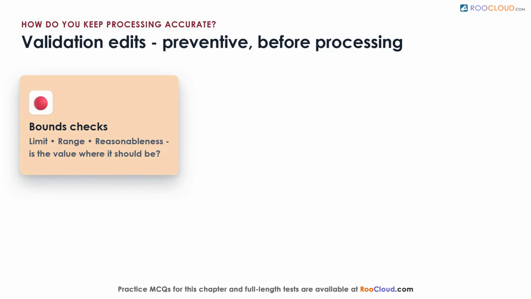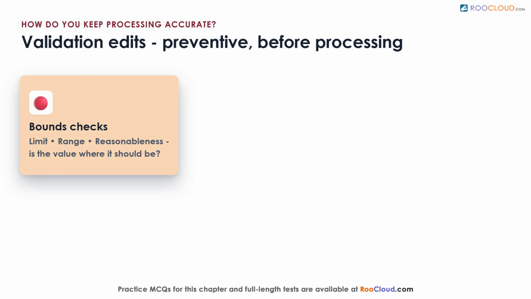How do you keep processing accurate? Validate and edit data as close to its origin as possible. Edit controls are preventive, running before data are processed. There's a whole family of validation edits. Let me give you the flavor with a few.